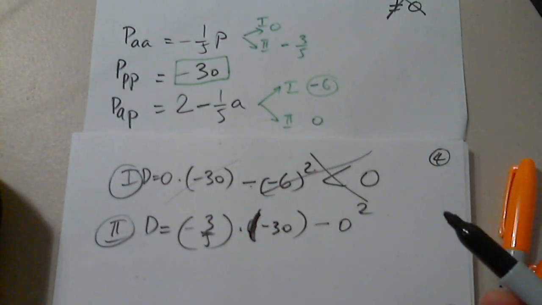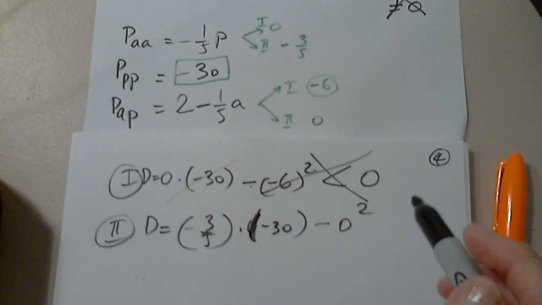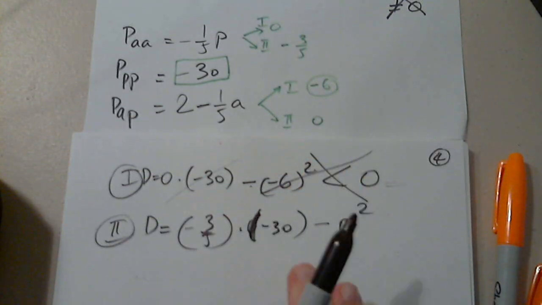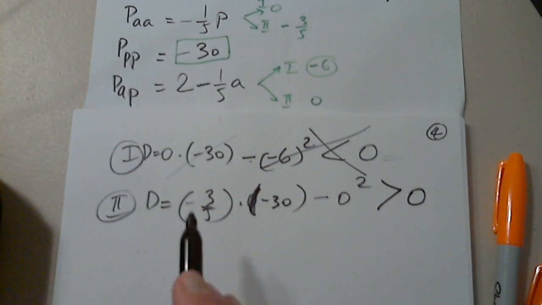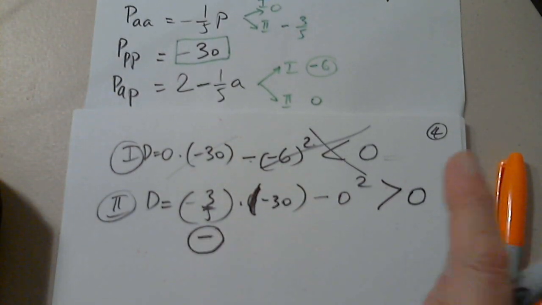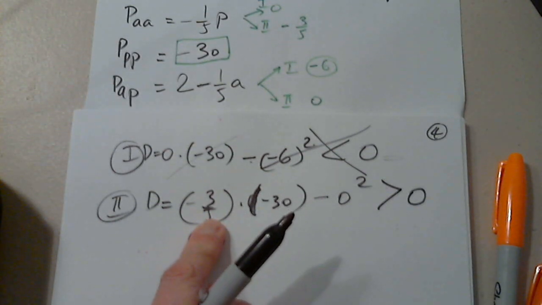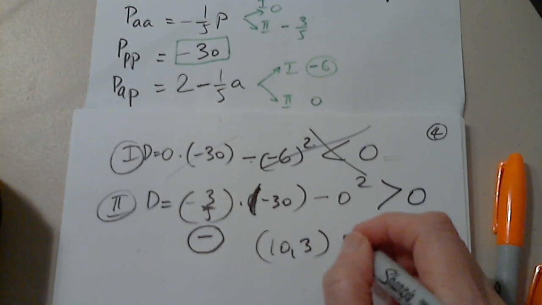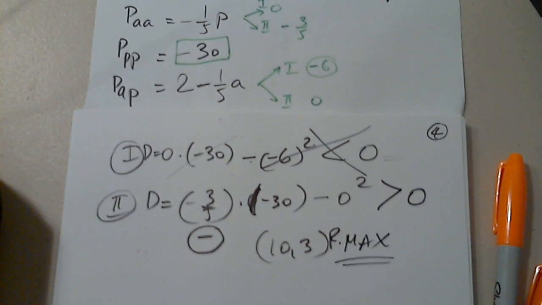It's impossible to spend 40 million and sell at 0. We knew that that would make no sense, but we wanted to show the steps. So this is positive, this is 0, the whole thing is positive, and this is negative. Because D is positive, and the first one, fxx, is negative, then 10 comma 3 gives us a maximum. Of course, a relative maximum. It could be absolute.